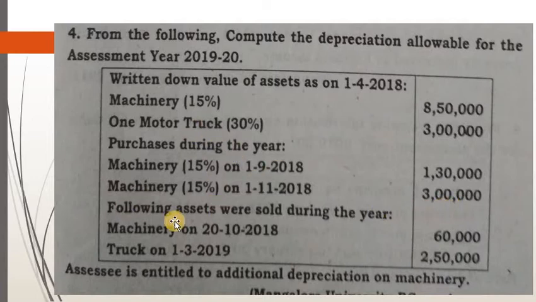Then there is no purchase of motor truck. The following assets were sold during the year. First one is machinery, and they again gave the date. Then the truck on 1/3/2019. The date of sale is not so important for us. So let's calculate depreciation. They have also given that the assessee is entitled to additional depreciation on the machinery. Only for the machinery there is an eligibility of additional depreciation of 20%. Okay, so let's calculate depreciation as per the income tax law.